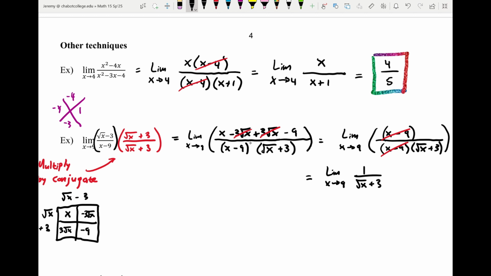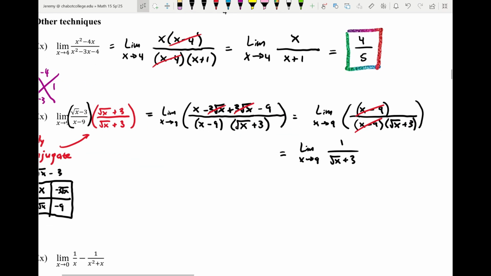Remember that root x plus 3 is in the denominator. Sometimes I see people accidentally just write this, like forget that it's in the denominator. No. Keep that down there. It's just going to be under 1. Can we now evaluate this by direct substitution? Yes, we can. Let's plug that 9 in. We're going to get 1 over the square root of 9 plus 3, which simplifies to 1 over 3 plus 3. Our answer is 1/6.